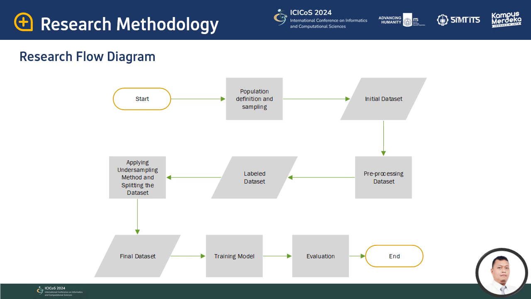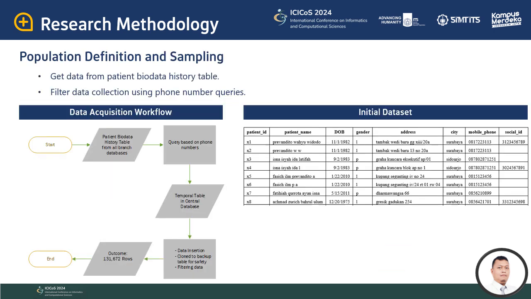After labeling, we apply undersampling. Our positive records are significantly fewer than our negative records, so undersampling helps balance the dataset. We then split the dataset into three parts: train, validation, and test. This gives us our final dataset. With the final dataset, we train our model using the selected deep learning algorithms, and finally, we evaluate the model using the F1 score to determine its performance.